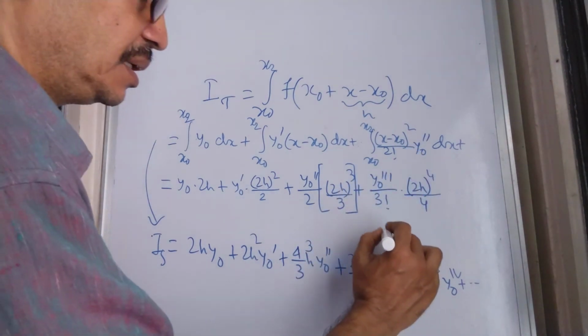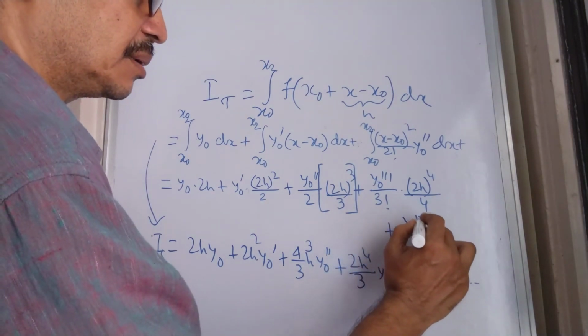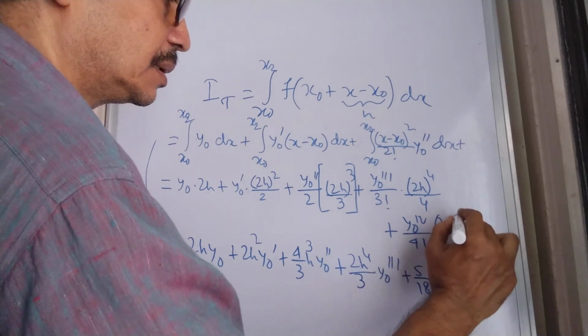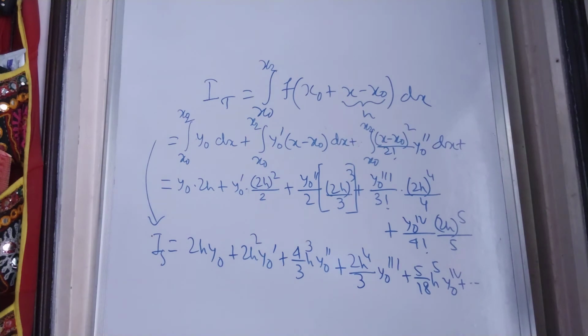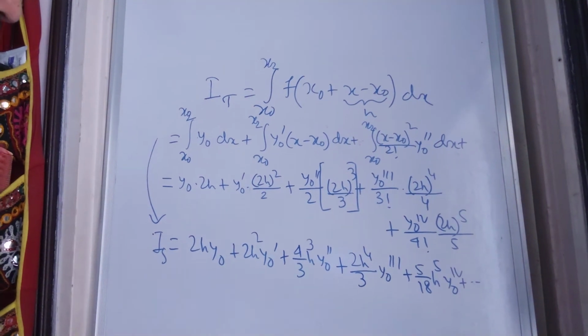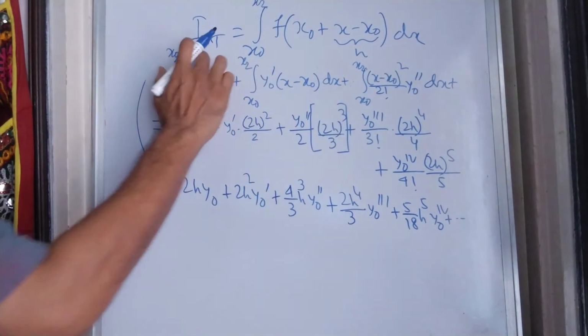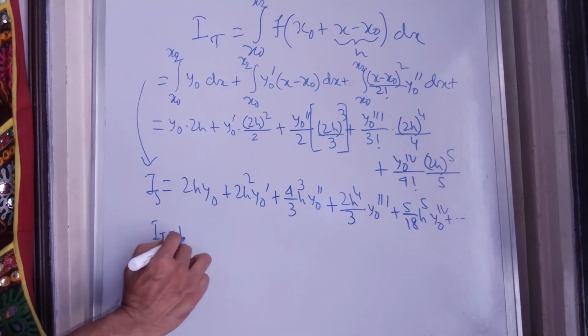And the next term, or the last term, which we will use, because here also we have stopped after y0'''' becomes this. Okay, so let us see what happens when we subtract from this original value, I2 minus IS.